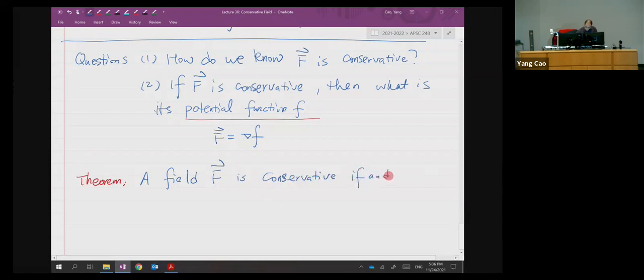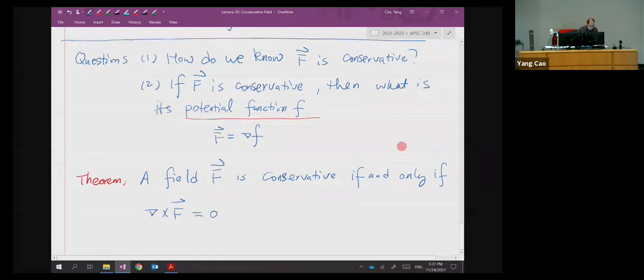if and only if del cross F equals 0. So del cross F equals 0. This sign here is a cross product, and this one is the del operator, the gradient operator. We'll see what this means here.